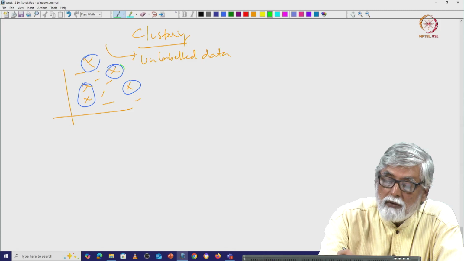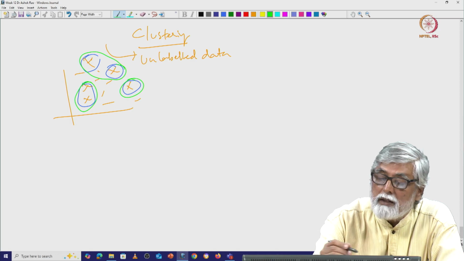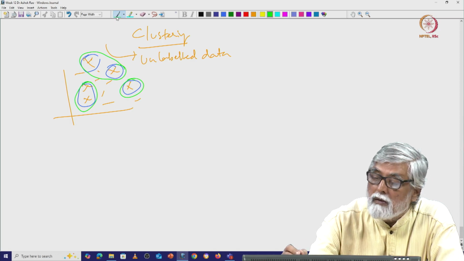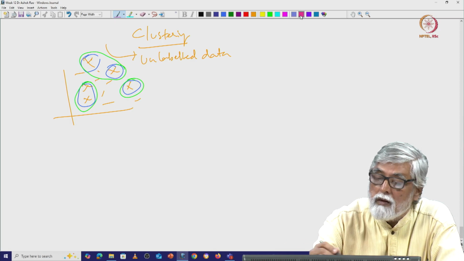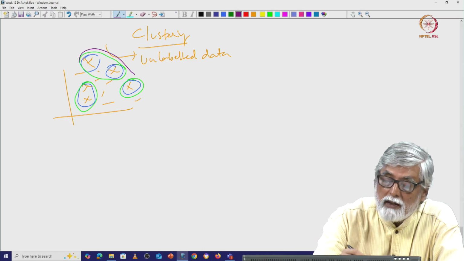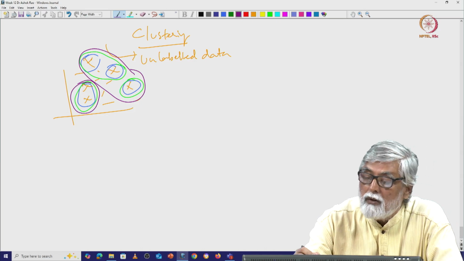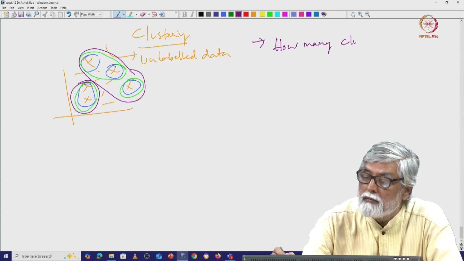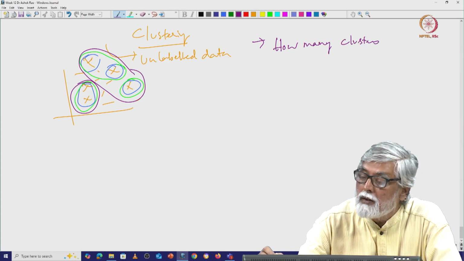Here you perhaps have one cluster like this, second cluster here, third cluster. You can have one more solution, which is one cluster here, second cluster here. So, how many clusters make a good solution?